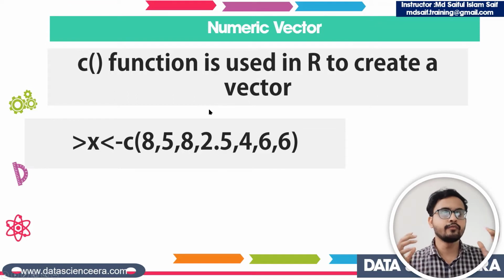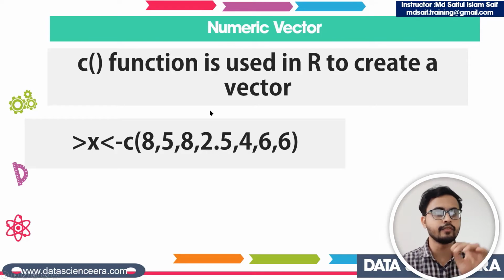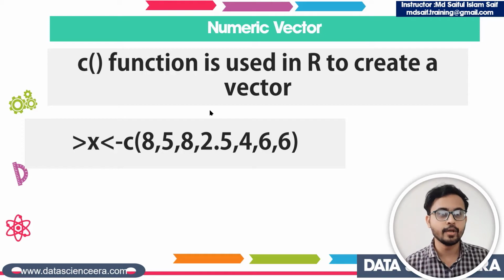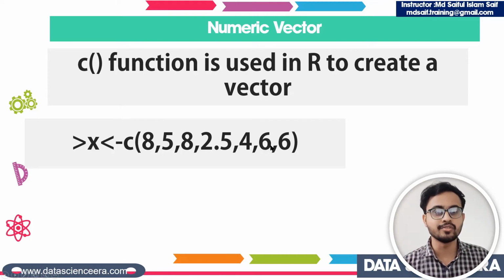For defining a vector, always use a function which is c with the first bracket. This function is used in R to create a vector, and like I said, it is another built-in function in R. For example, let's say the value of x is 8, 5, 8, 2.5, 4, 6, 6. So you can see that here we have around 7 data values. For that, we define it by using this function c(). So let's go back to our RStudio.